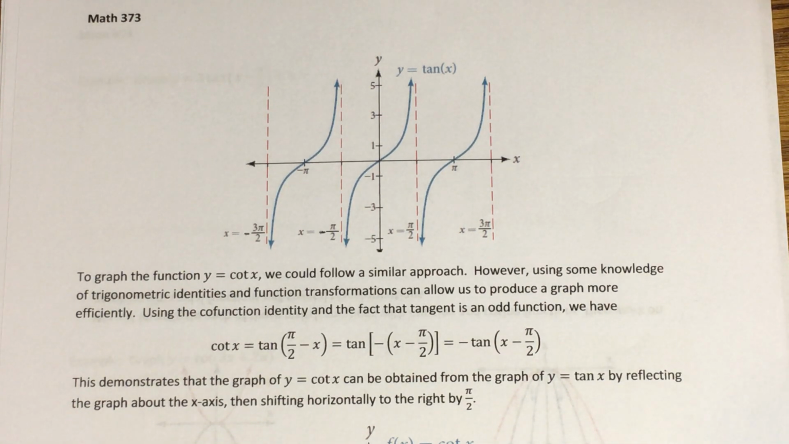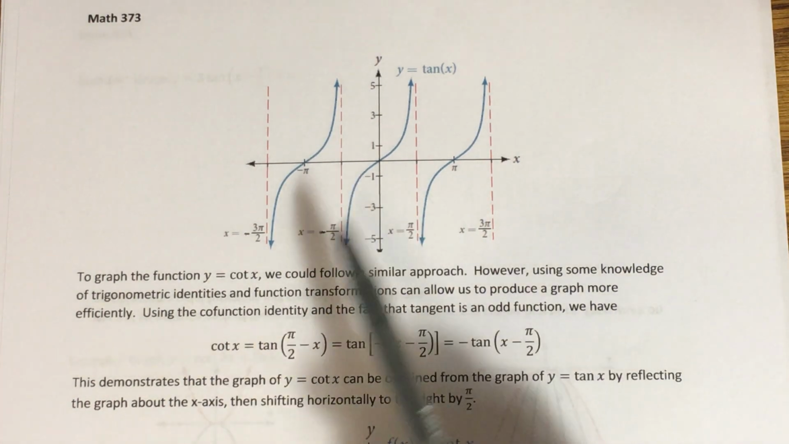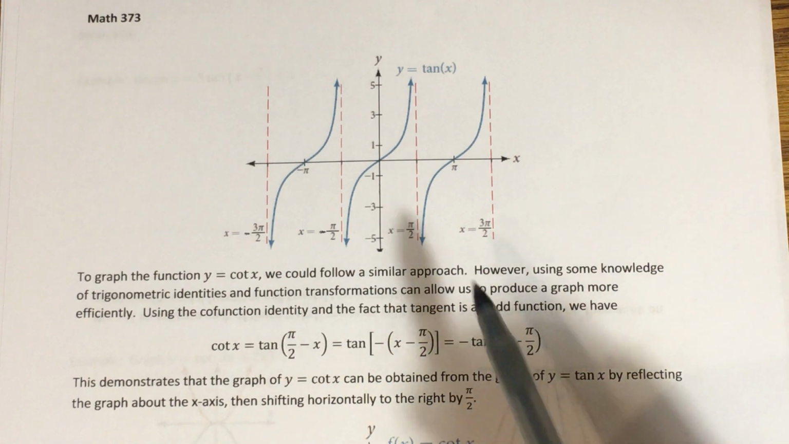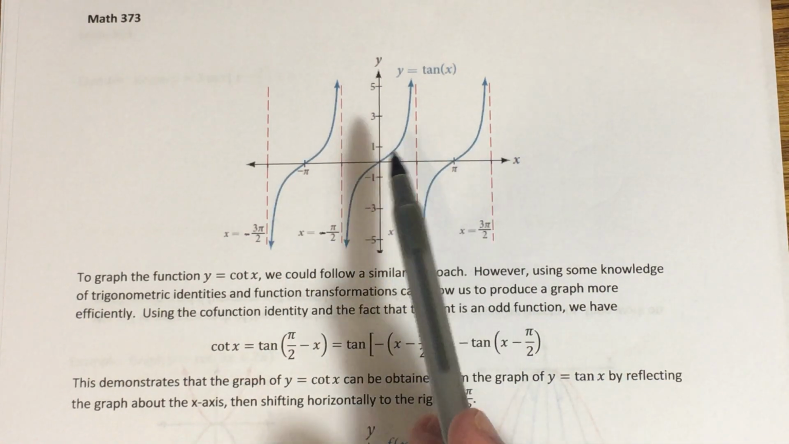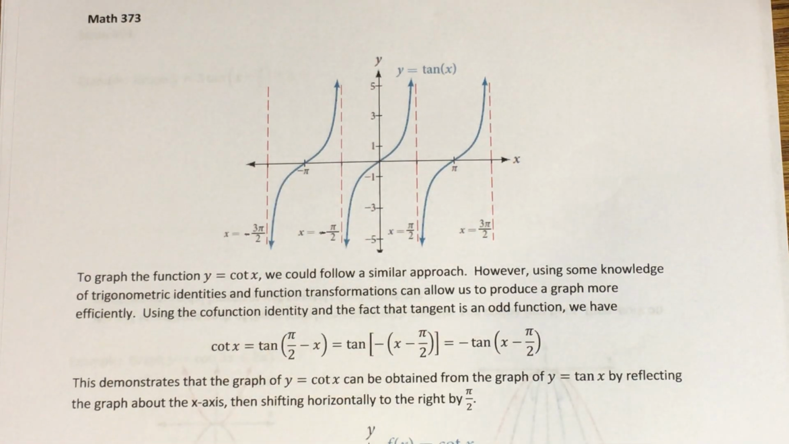We're not going to plug in numbers in a table for the cotangent function like we did for tangent. And the reason for that is because I can actually use the identities I just mentioned and the fact that I know what the tangent graph looks like to more quickly come up with my cotangent graph. So here's how we're going to do that.